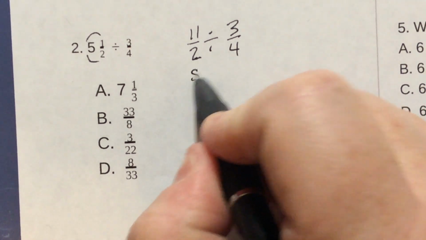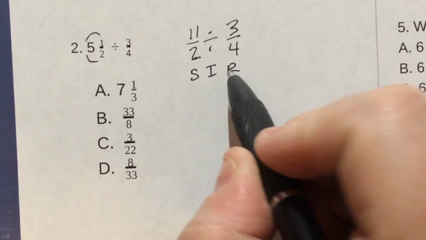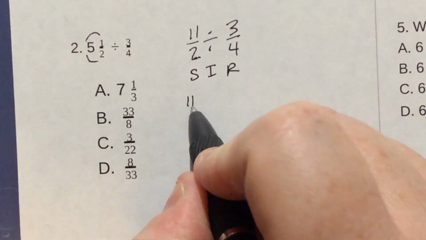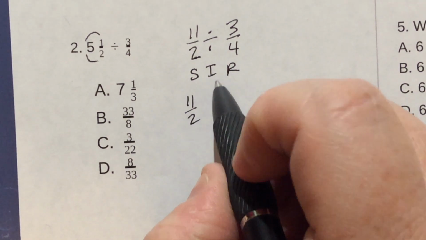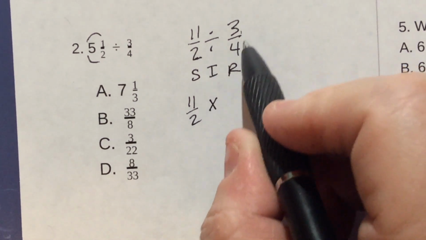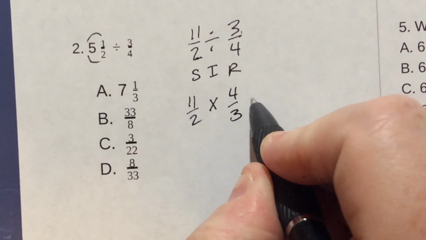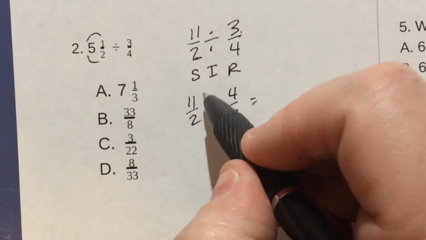Remember, we'll use the SIR method. Do we divide fractions? No, sir. We keep the first number the same. Change it to the inverse operation of division. The opposite is multiply. And the reciprocal of 3/4 is 4/3. So now I'm going to multiply straight across.